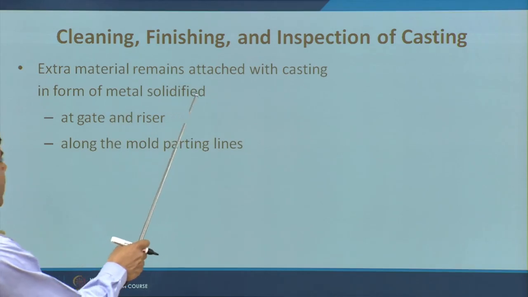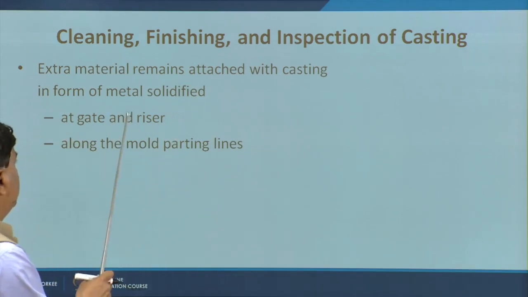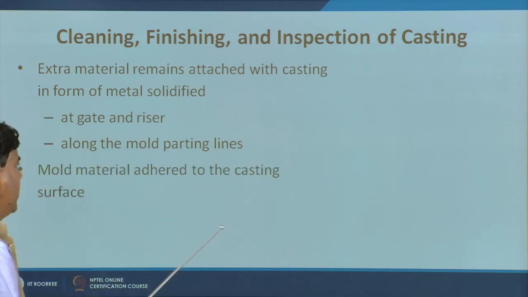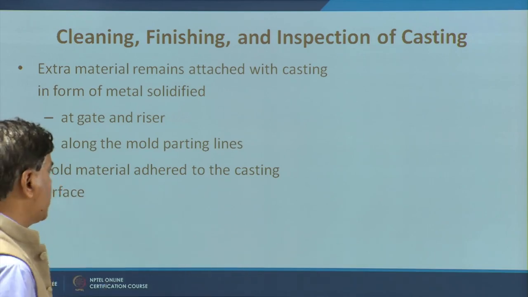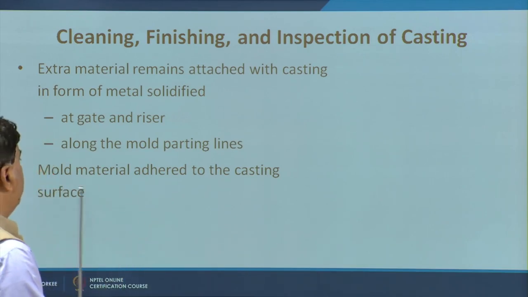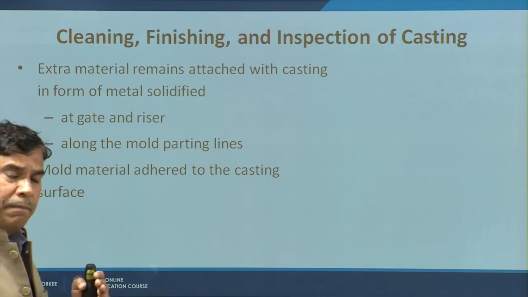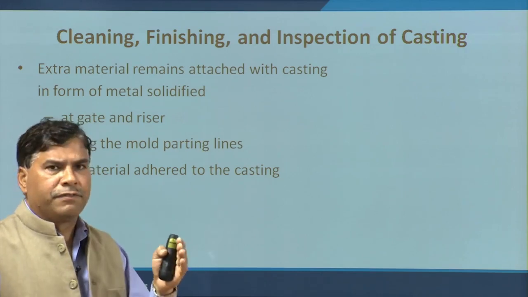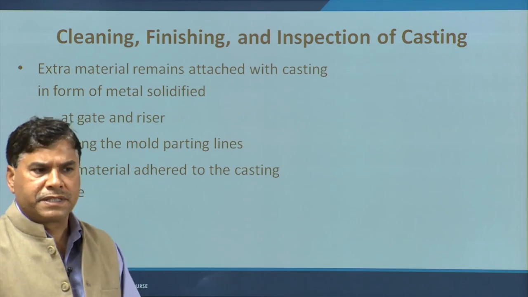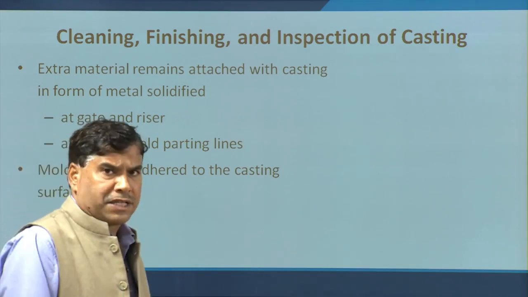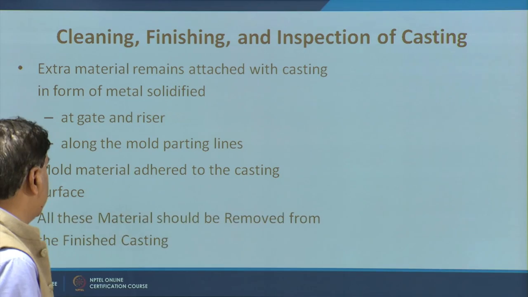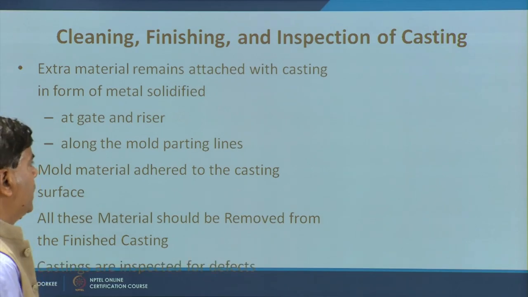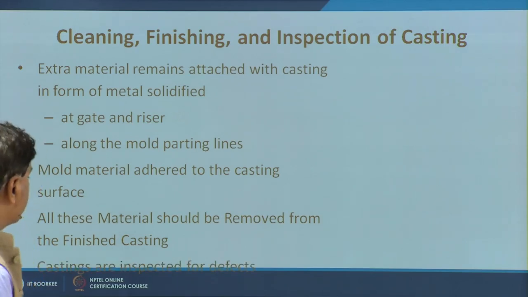So, extra material remains attached with the casting in the form of solidified metal at the gate and riser, along with metal at the parting line. Also, mould material adheres to the casting surface; if the sand mould surface fuses with the molten metal due to poor refractoriness, then that material also remains attached with the casting and that must be removed and taken care of. So, all these materials should be removed from the finished casting, so that the desired final casting can be achieved.